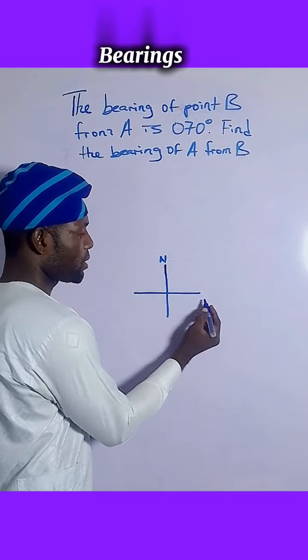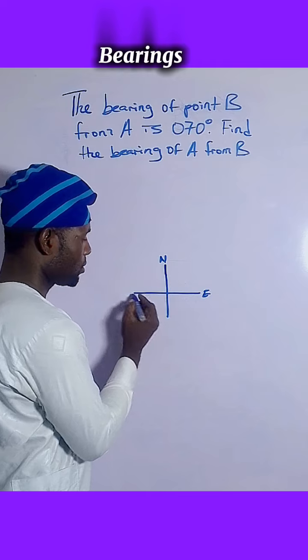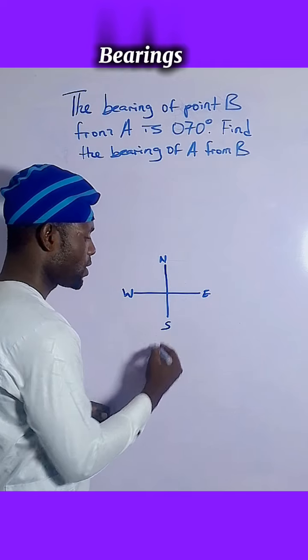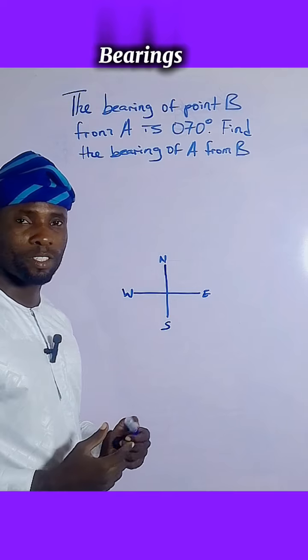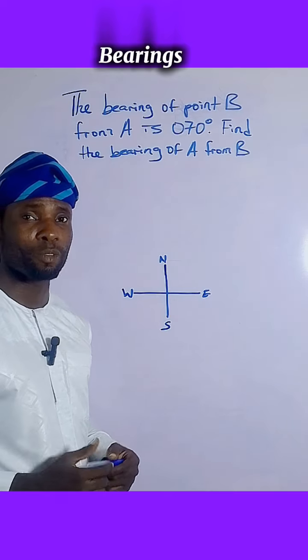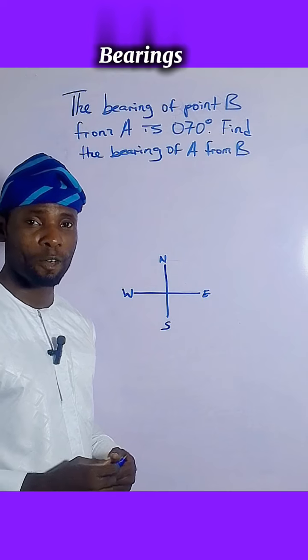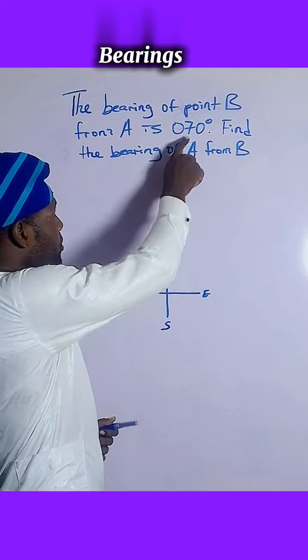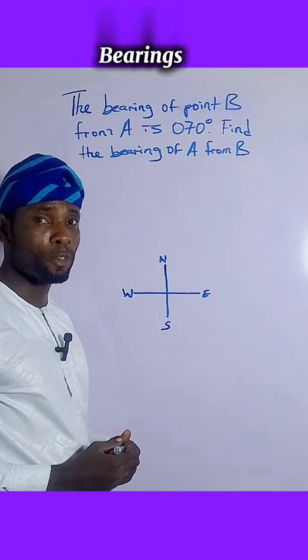Up here is north. To the right, we have east. To the left, we have west. Down, we have south. What is bearing? Bearing is a direction measured clockwise from north. For us to measure this 70 degrees, we have to start from north.